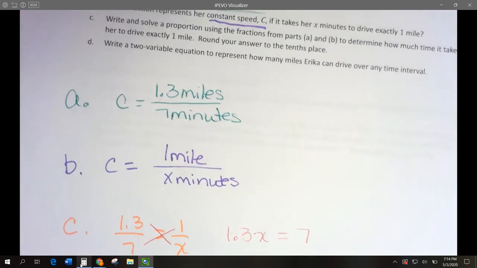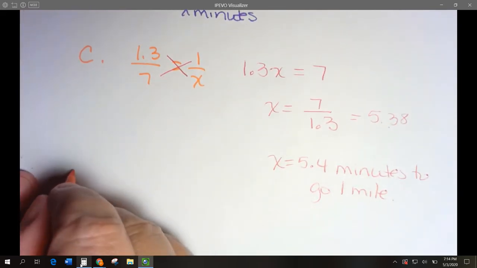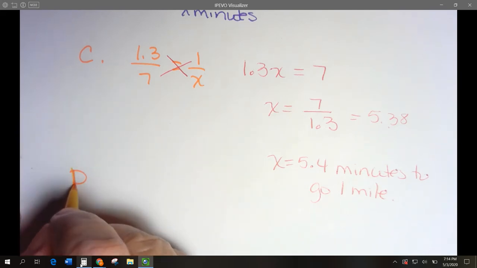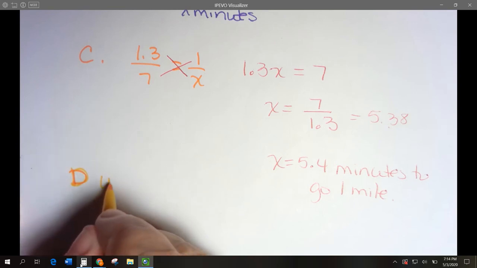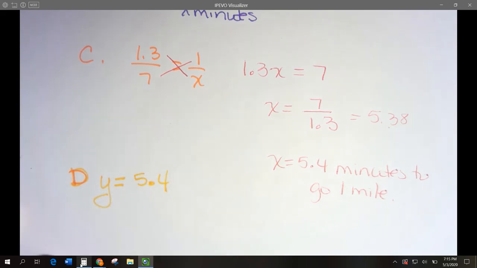And for part D, once again, they want us to write the two variable equation. Part D, the two variable equation, y. Our distance is going to equal 5.4 times x. Let's go on to number 3.